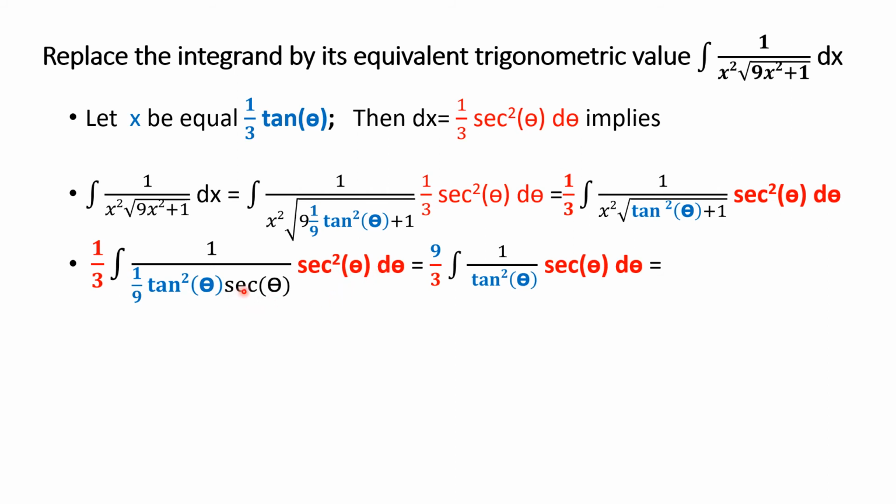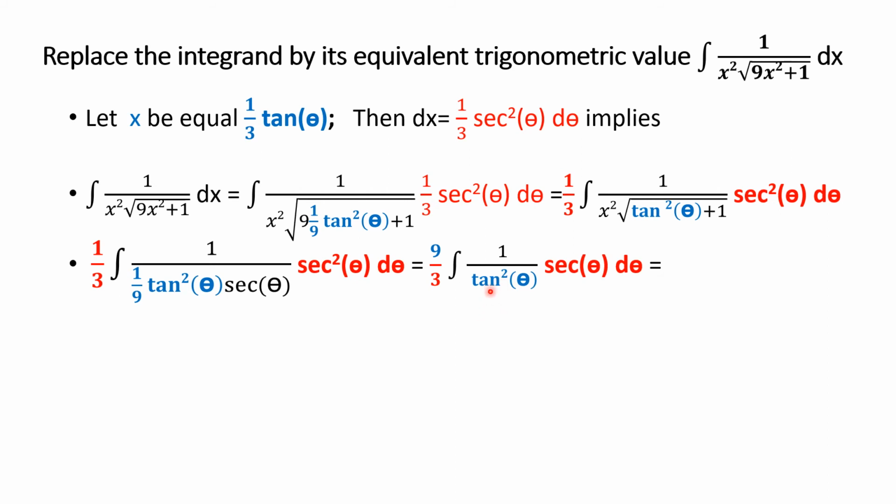Now we can see that we can cancel one of the sec from the numerator with the sec theta in the denominator. So we will have only just sec theta in the numerator, because this is sec square theta. So we have 9 over 3 integration of 1 divided by tan square of theta multiplied by sec of theta d theta. Let's go ahead and rewrite tan theta.